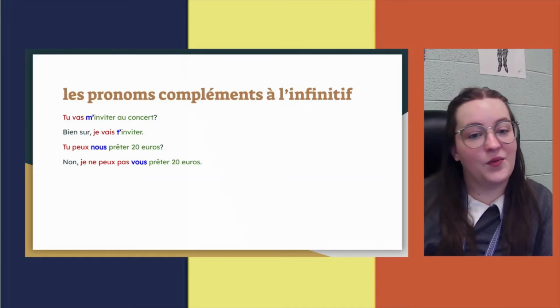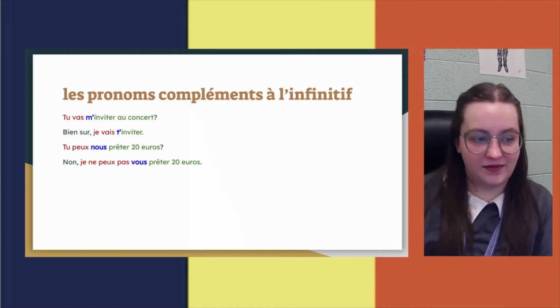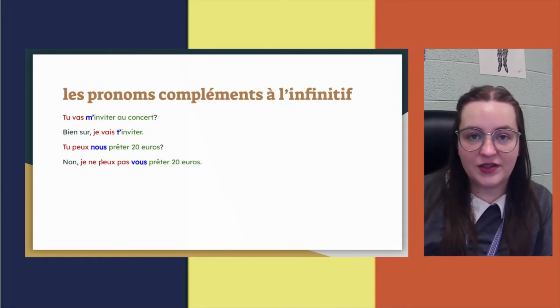Okay, so what happens, Ms. Harris, if the sentence is negative? Well, here we are. Je ne peux pas. So the ne pas goes around the first conjugated verb, and then we've got our infinitive and our object pronoun goes right in front of it. Vous prêtez. Okay.